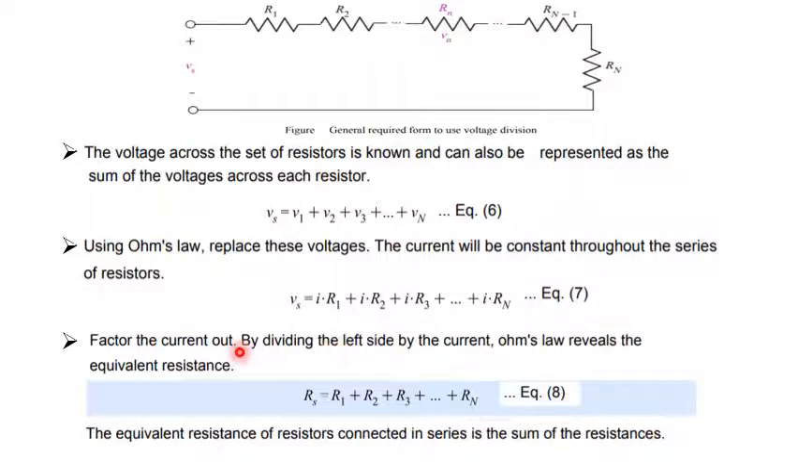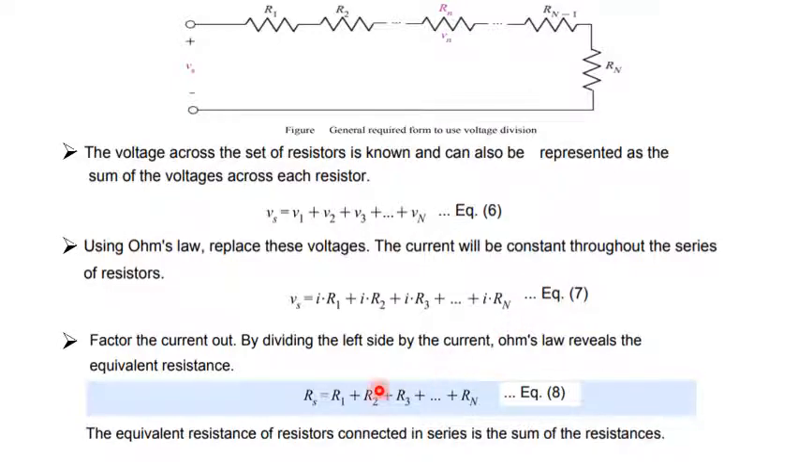Now here, factor out the current. In this case you just remove the current because the current is common here. Remove it by dividing the left side by the current. So take the current as common in this equation, then divide both sides, LHS as well as RHS, by the current. Then Vs divided by I becomes Rs, and this equals R1 plus R2 plus R3 and so on up to Rn. Then I gets cancelled here.